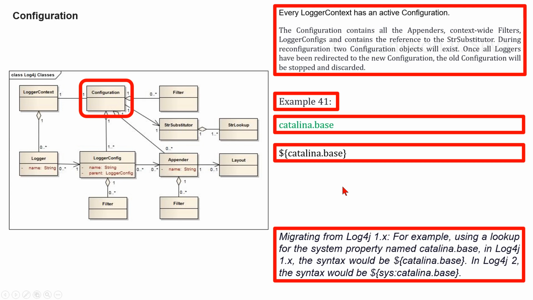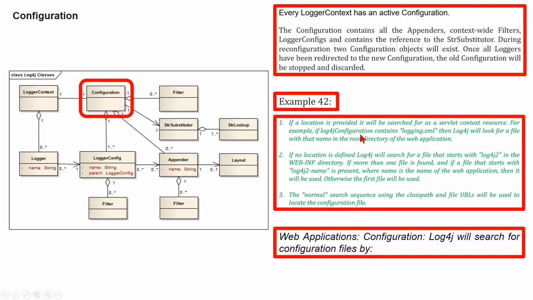Log4j 1.x TTCC layout can be emulated with the pattern layout. Both pattern layout and enhanced pattern layout in Log4j 1.x can be replaced with pattern layout in Log4j 2. The Log4j-1.2-API module contains two pattern conversions which can be used to emulate pattern layout. Now we are considering configuration in web applications.